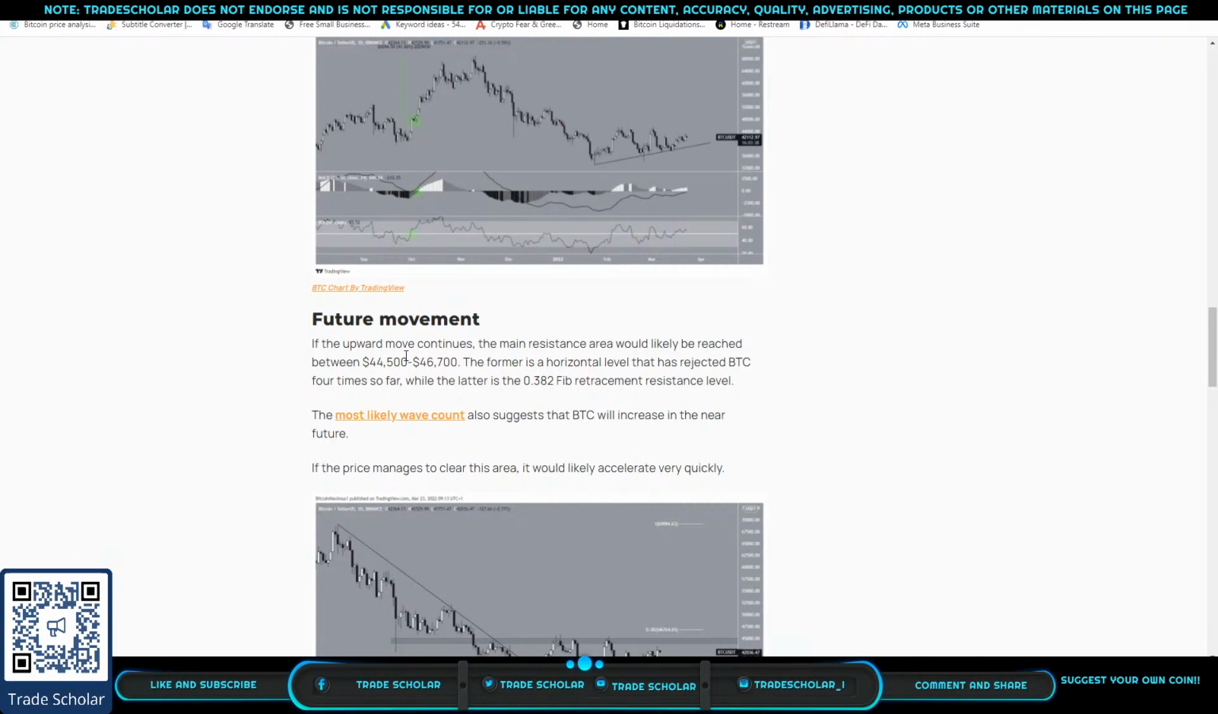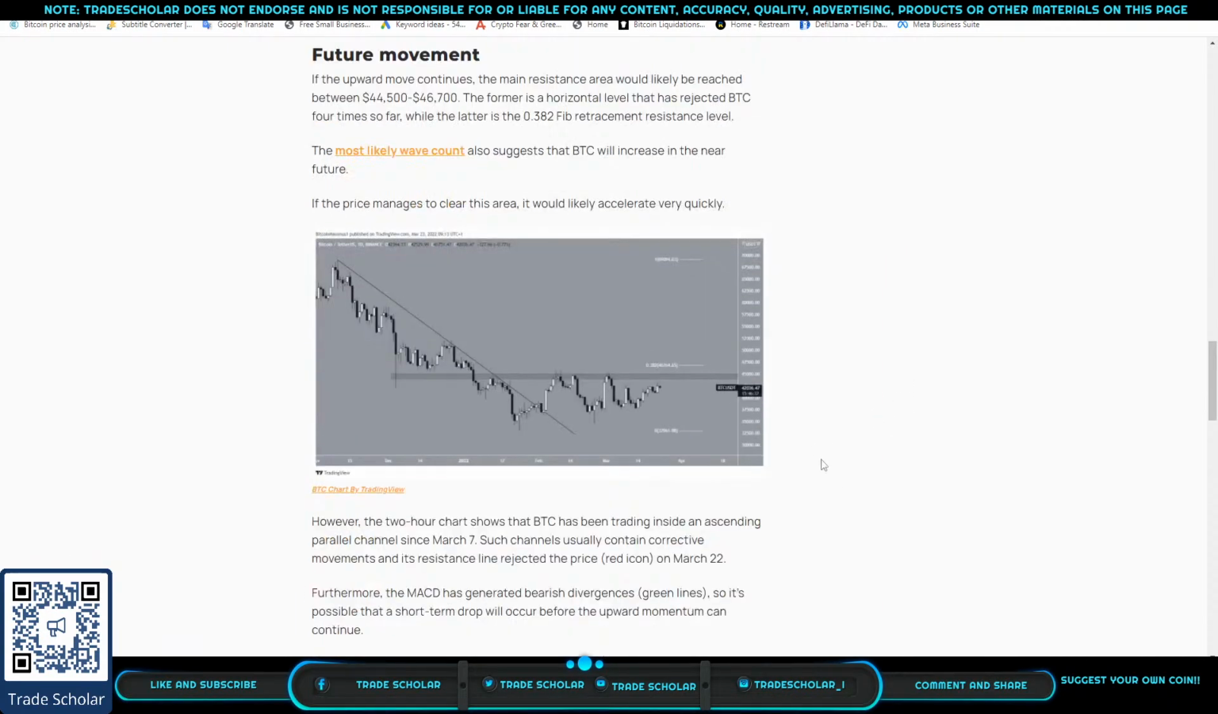So we're gonna pump this area right here, and we're gonna have a retest on this 0.382 Fibonacci retracement level. We hope to break this area right here.